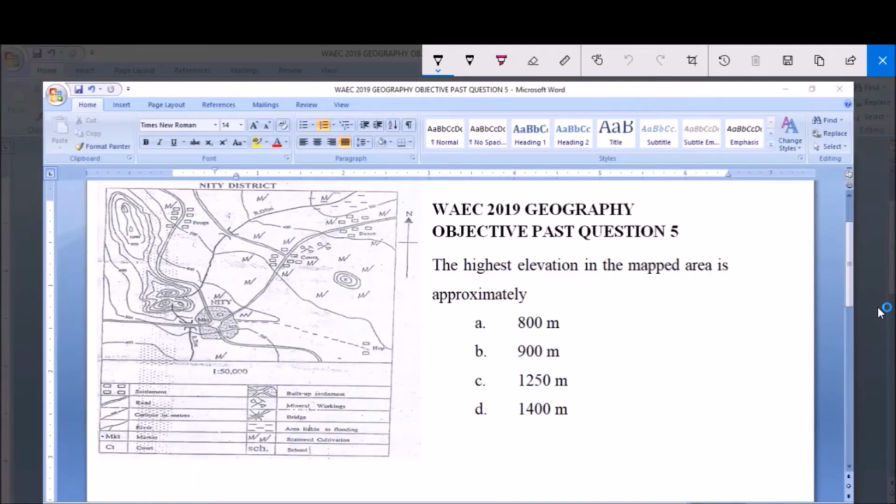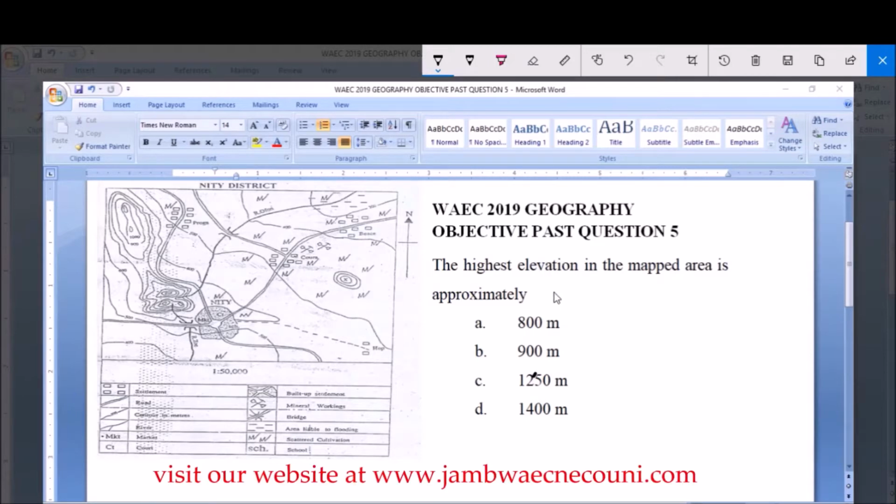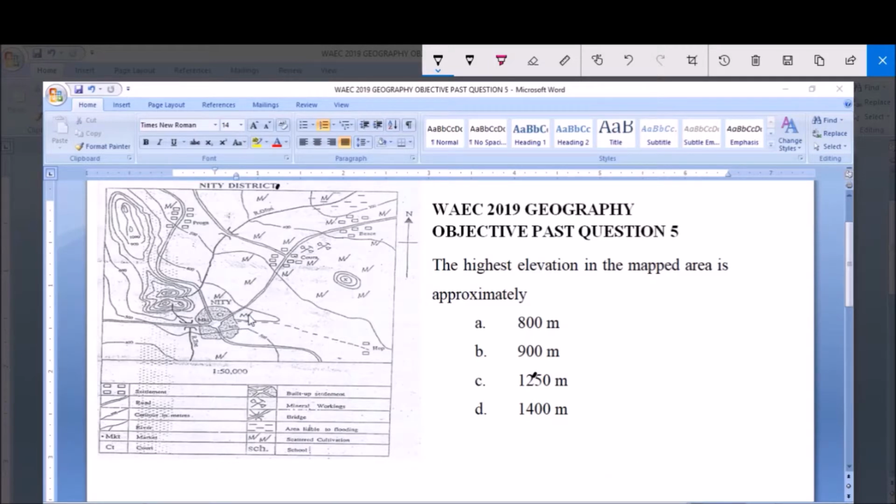Hello, I'm going to be answering WAEC 2019 Geography Objective Past Question 5. So, the highest elevation in the mapped area is approximately A. 800 meters, B. 900 meters, C. 1250 meters, D. 1400 meters. So we're still using this map of Niti district and we're being asked for the highest elevation.